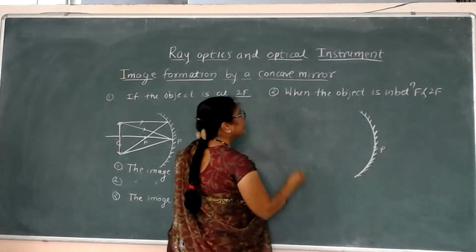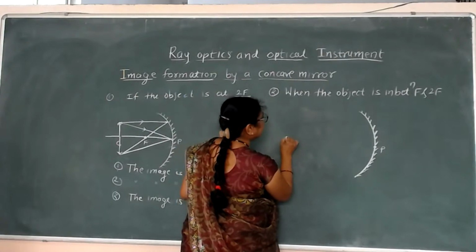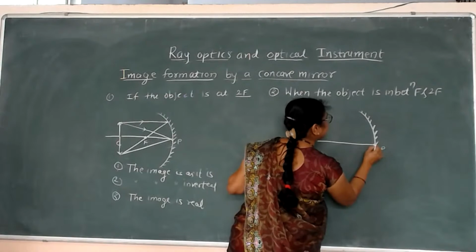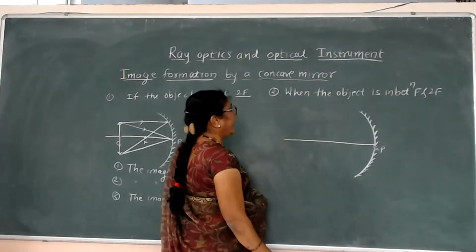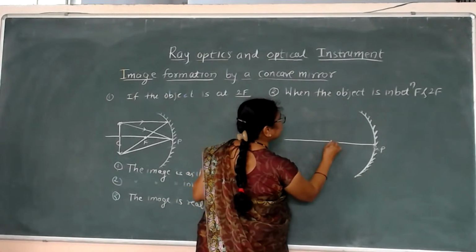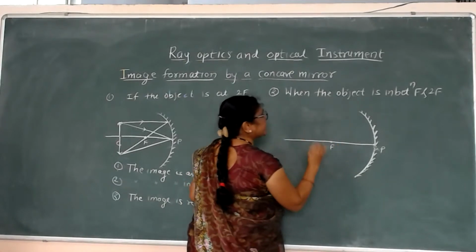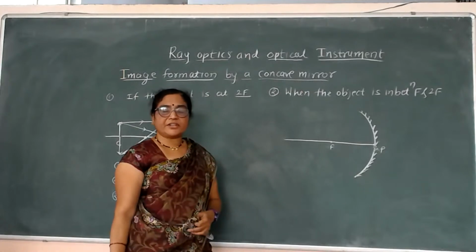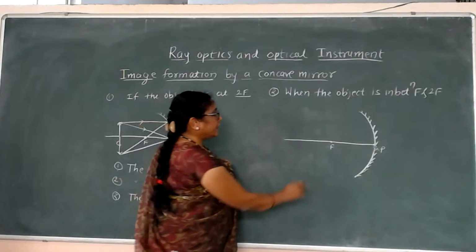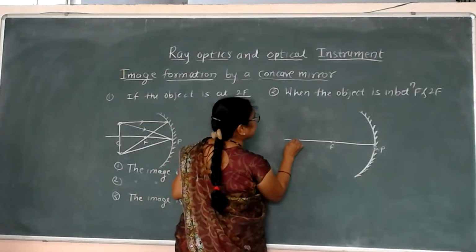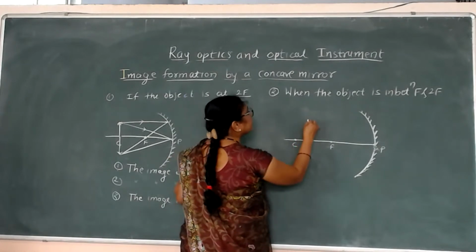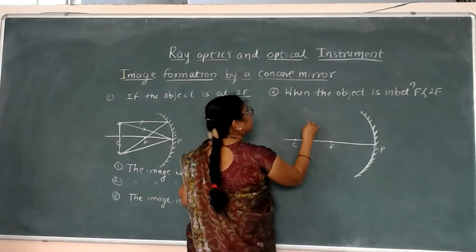Draw the principal axis, a straight line passing through the center of curvature. In the last derivation we studied that the distance of the center of curvature is double the focal length. Therefore, if this is f, then this is 2f, which is also known as the center of curvature. Take a point in between f and 2f.